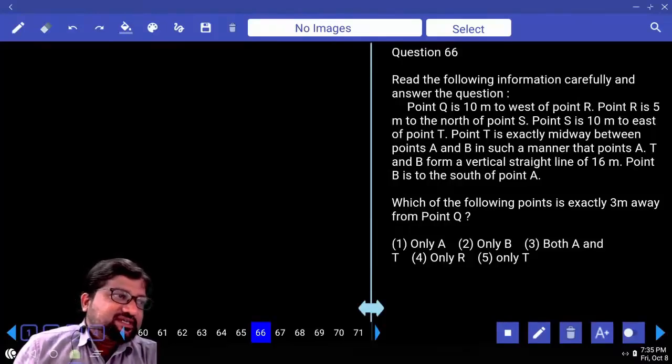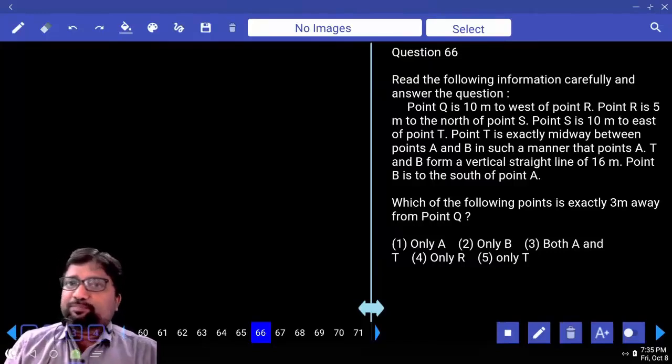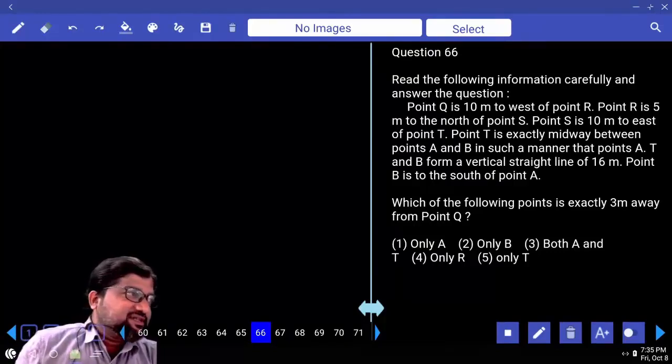Left is west. And these directions on paper, they'll never change. They are fixed. On paper, they are fixed. Is this clear to you all?